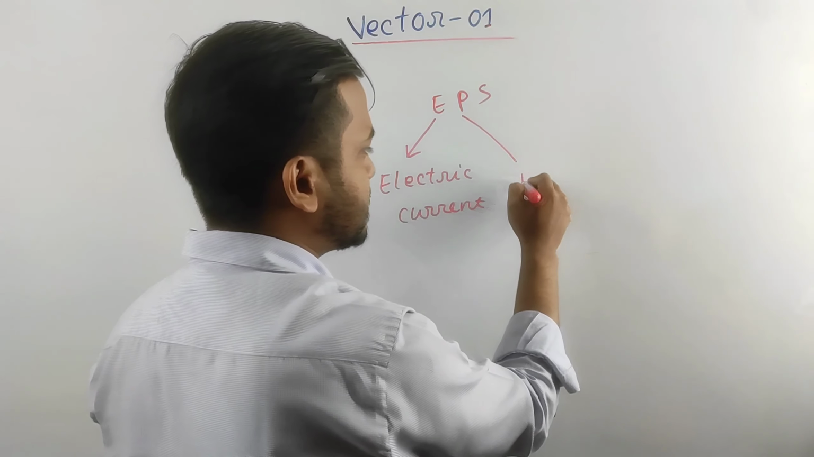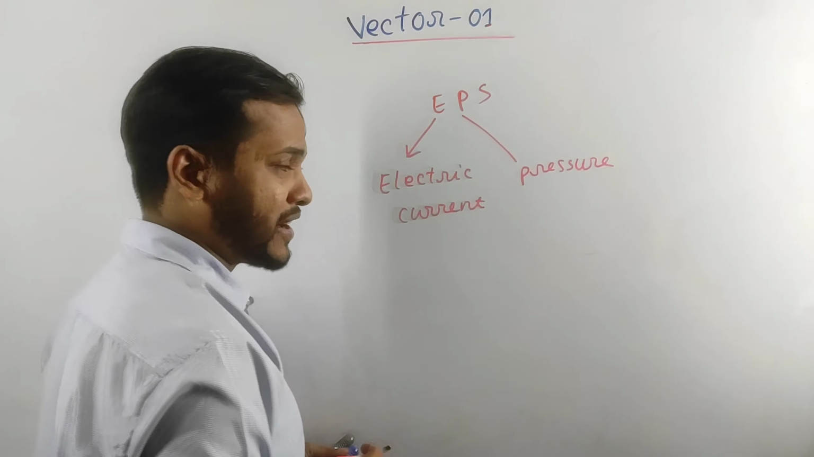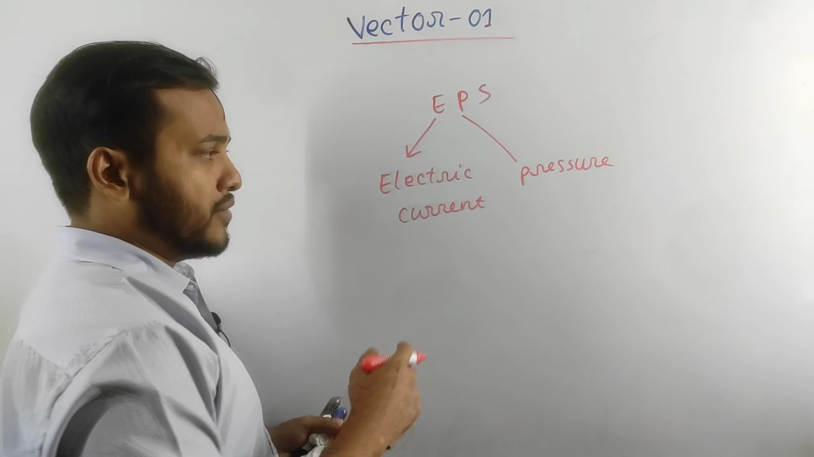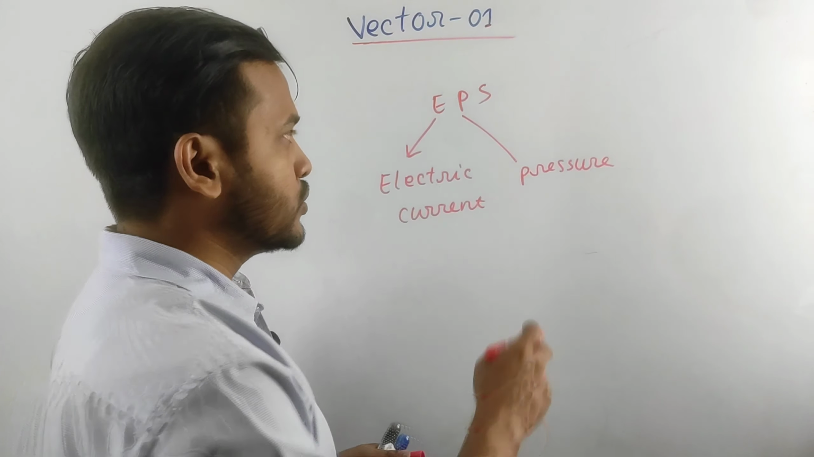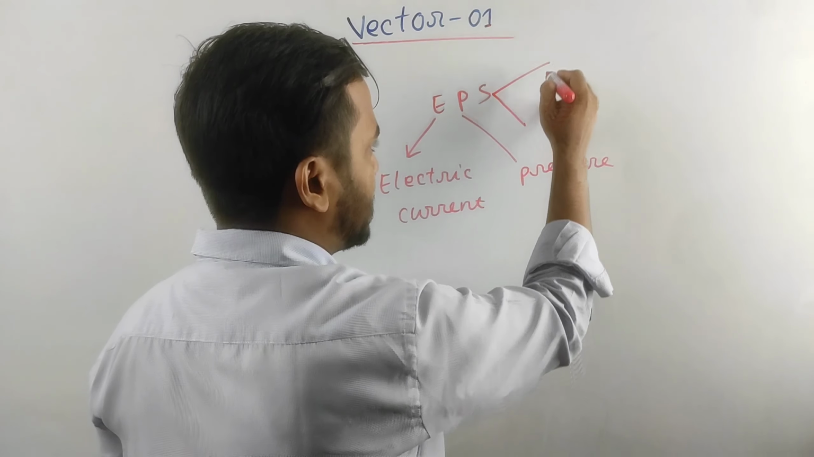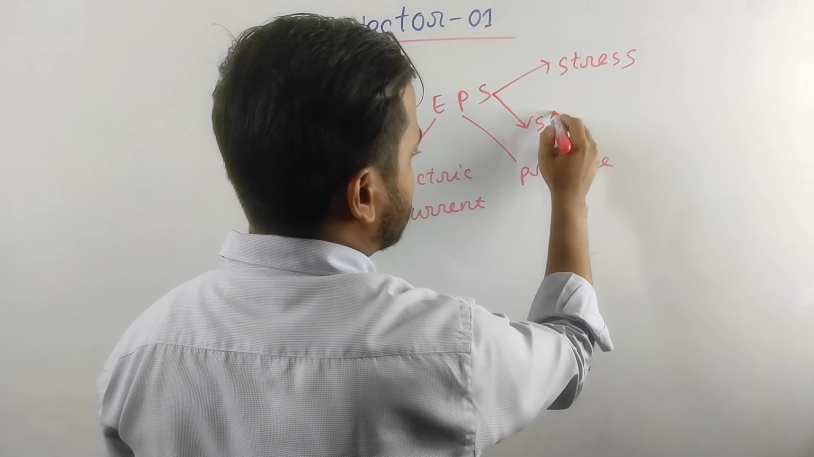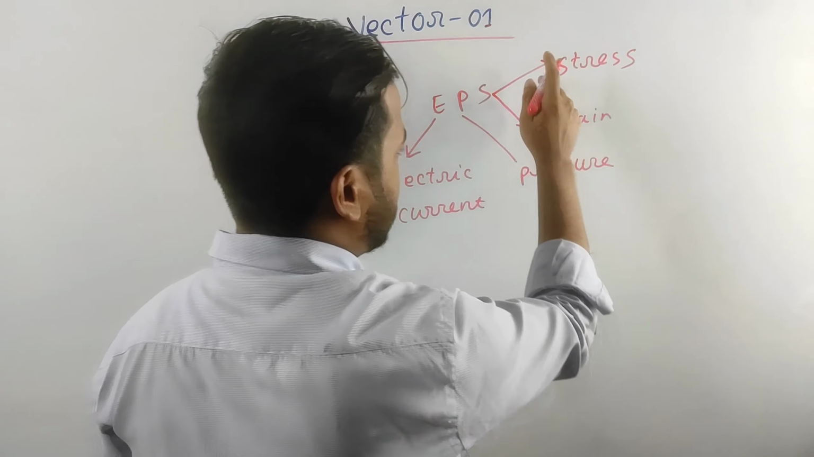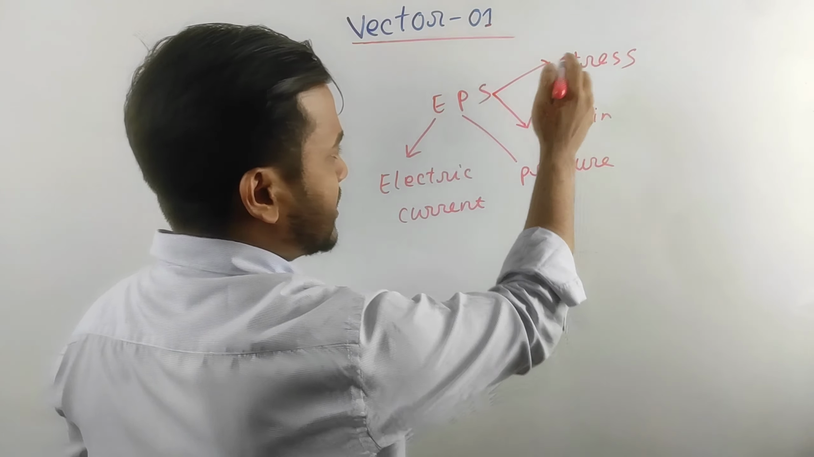What is P? P means pressure. Pressure has both magnitude and direction, but pressure is not a vector quantity, because in a running situation we cannot define the direction of a vector. Okay, so S means two quantities: stress and strain. They are not vector quantities. We will learn about stress and strain in chapter 7.